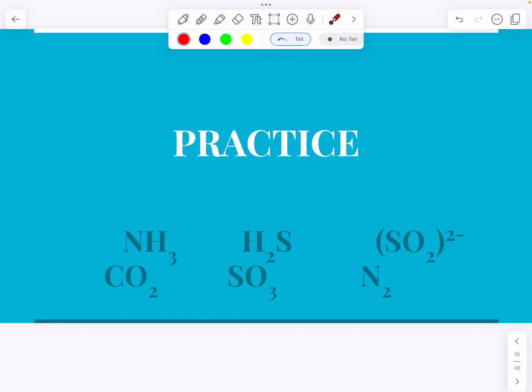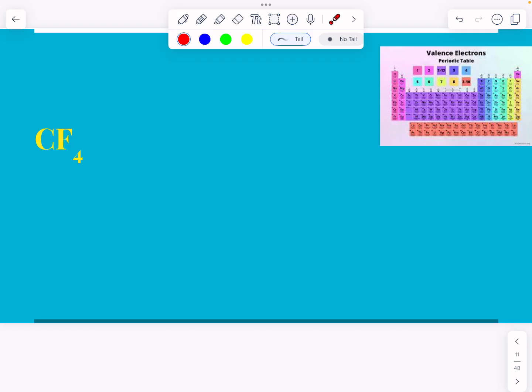Okay. All right, let's try some practice. We've got CF4. So step 1, we have to figure out how many valence electrons they are coming with. One thing I failed to mention in our example is that the one that's going to go in the center is going to be the first one listed, as long as it's not hydrogen. So carbon's going to be our center, and then our fluorines will be the outside.